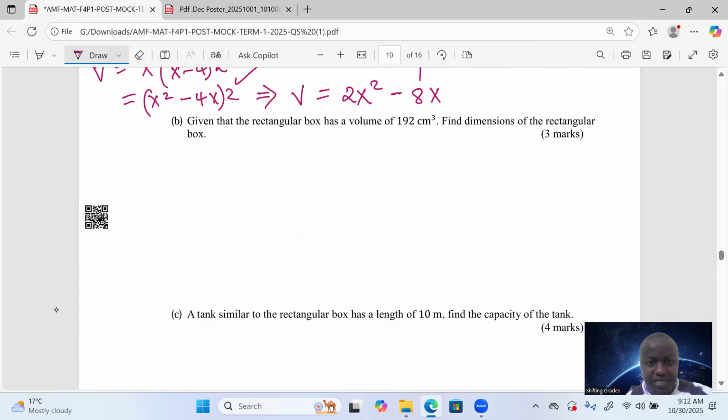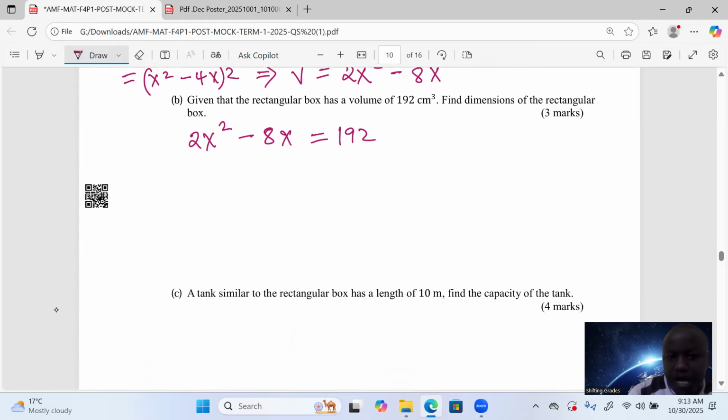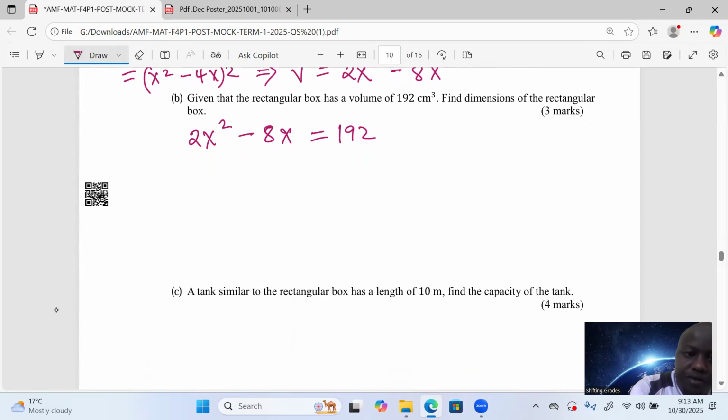Then part B says that, given that the rectangular box has a volume of 192 cubic centimeters, find the dimensions of the rectangle. Find x first. So you say 2x squared minus 8x equals 192. Remember, you can divide by 2 through to get x squared minus 4x equals 192 over 2.